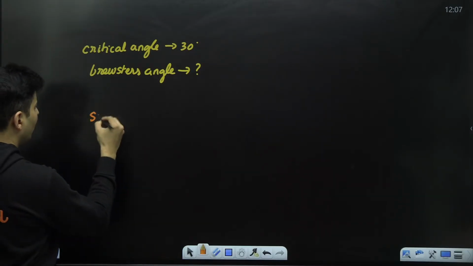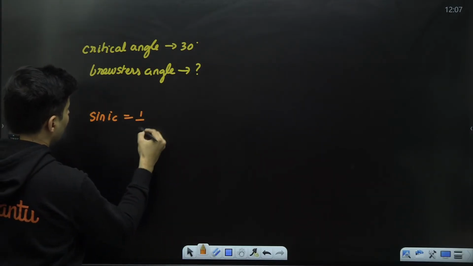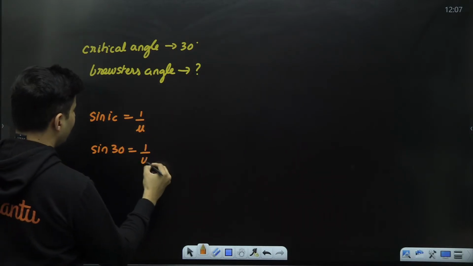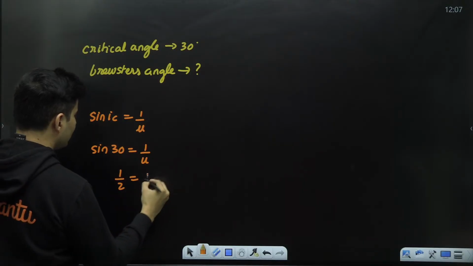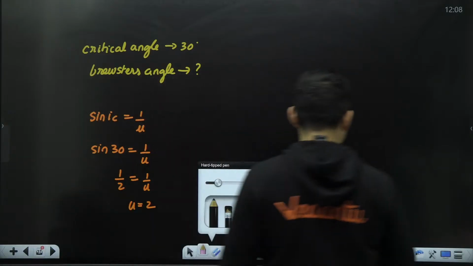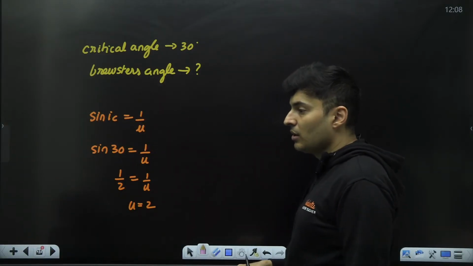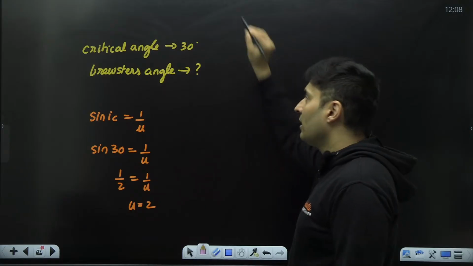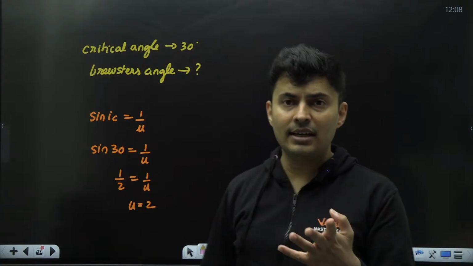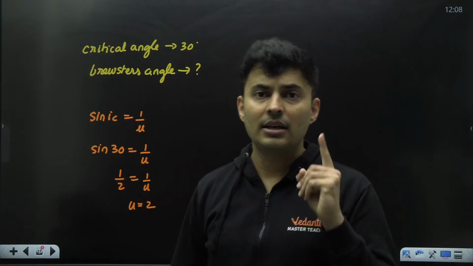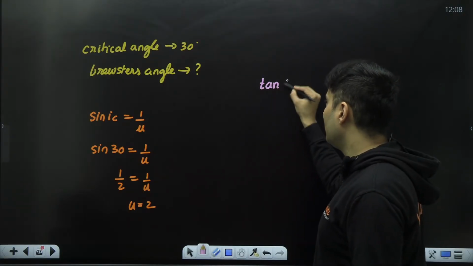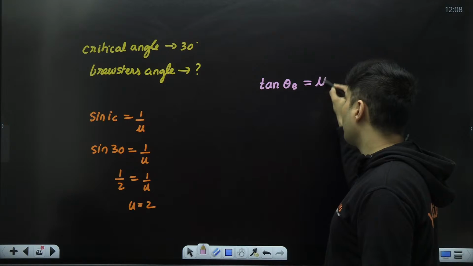So we know the formula for critical angle is 1 by mu. So sine of 30 is basically 1 by mu. So half is basically 1 by mu. So mu is basically 2. So what do we do with this? There is a Brewster's law in your wave optics, which says that unpolarized light, when it falls on a dense medium, the reflected light is completely polarized if it falls at the Brewster's angle. And for that Brewster's angle, tan of it is the refractive index.